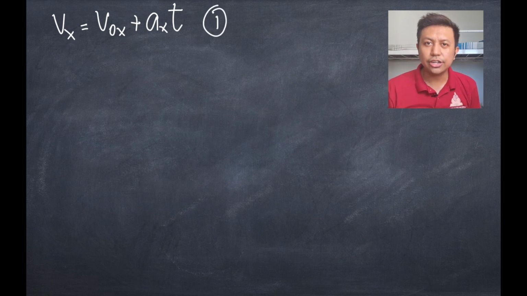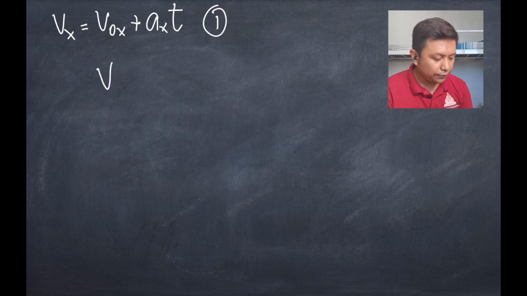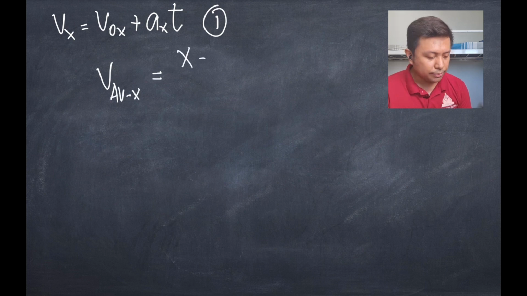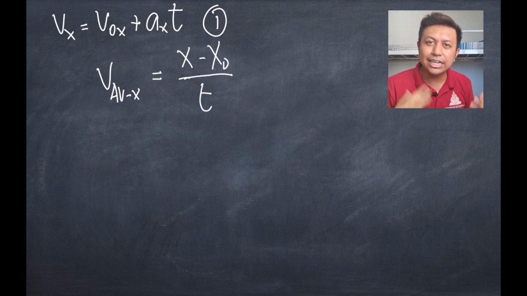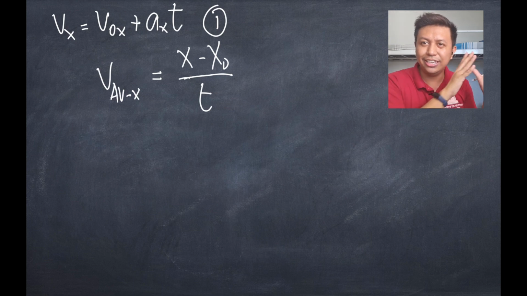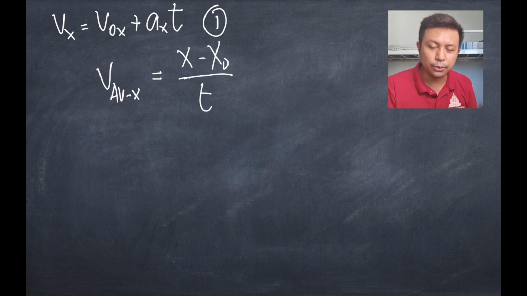The next equation banks on the concept of average velocity. We know that the average velocity in the x-axis is equal to x minus x naught all over time, assuming that the initial time is equal to 0. We're just making it that way to make it easier, so that we don't use t2 minus t1. It's an assumption that we are doing right now.